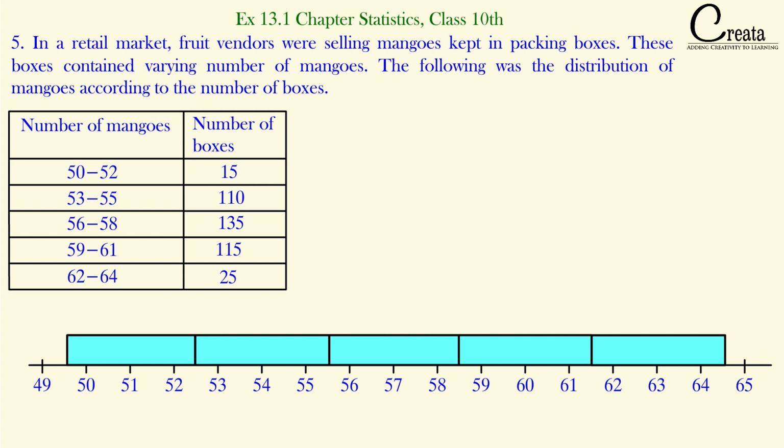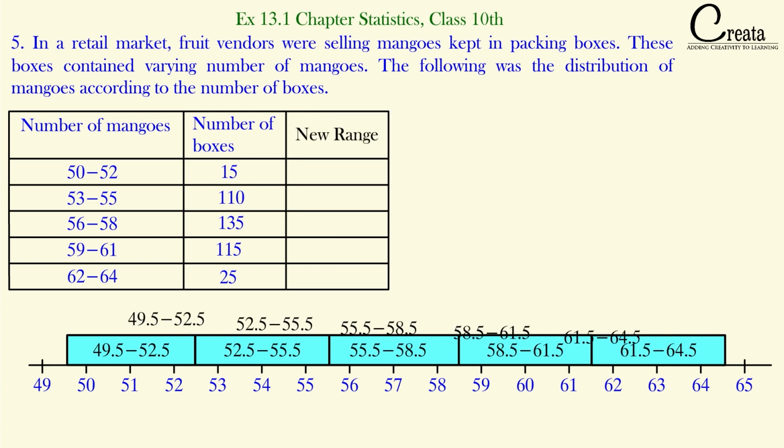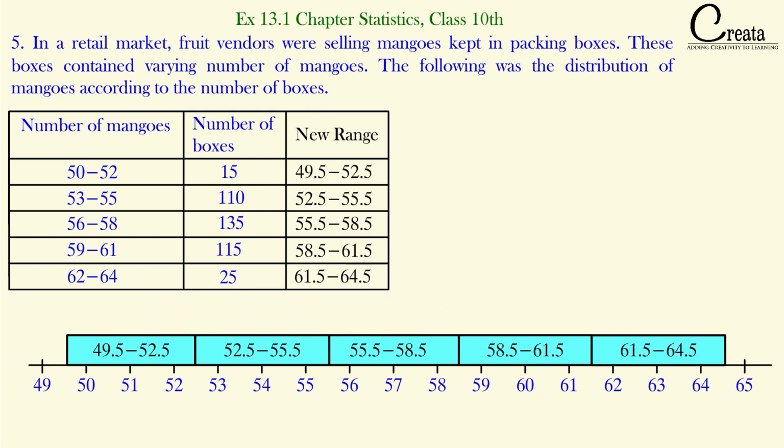Got it? For the first case, we got the range as 49.5 to 52.5. We have decreased the lower limit by 0.5 and increased the upper limit by 0.5. Similarly, the second range will be 52.5 to 55.5. Similarly, we have done it for all the cases. Note that this will not affect anything in the data. The entity of the data will remain the same.